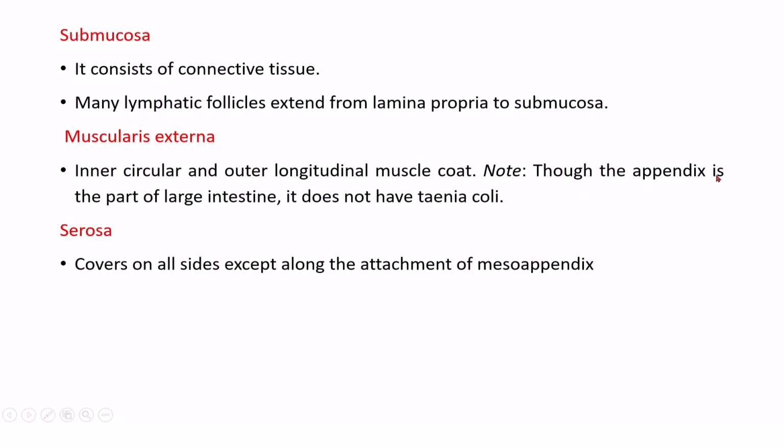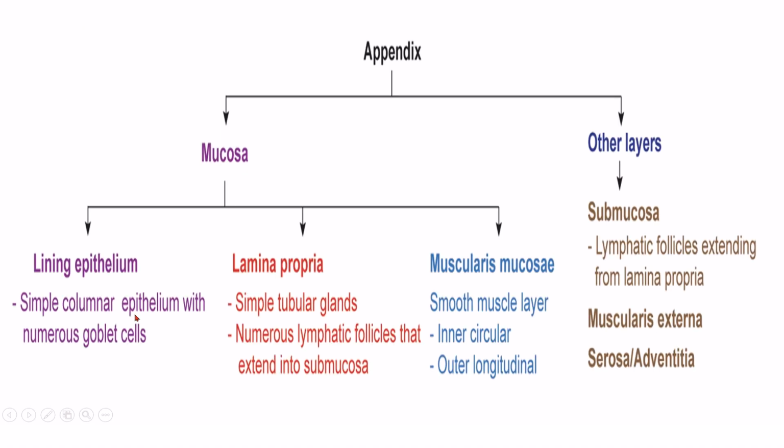Note, though the appendix is part of the large intestine, it does not have tinea coli. So serosa covers it on all sides except at the attachment of the mesoappendix. So mucosa: lining epithelium, lamina propria and muscularis mucosa. Lining epithelium is simple columnar epithelium with goblet cells. Lamina propria has simple tubular glands with numerous lymphatic follicles. Muscularis mucosa has inner circular and outer longitudinal layers.